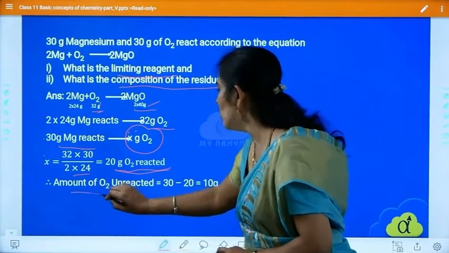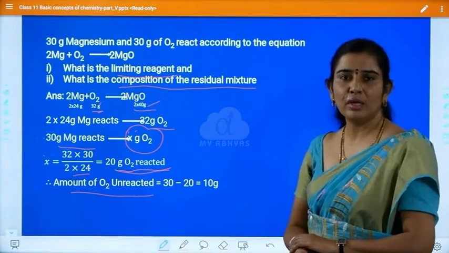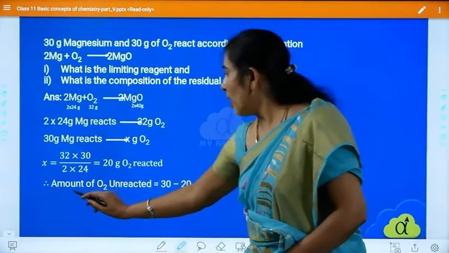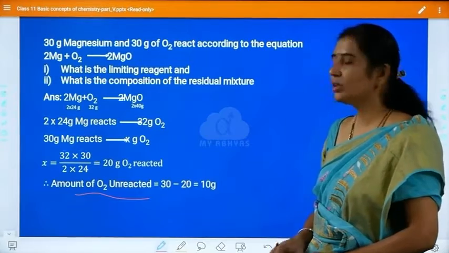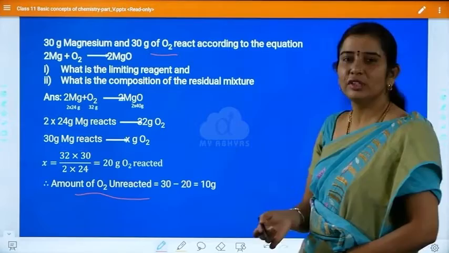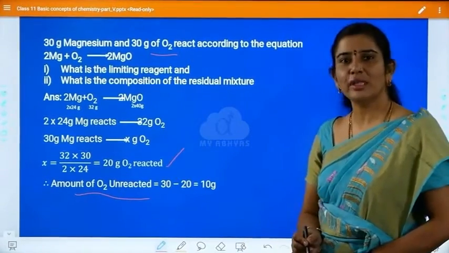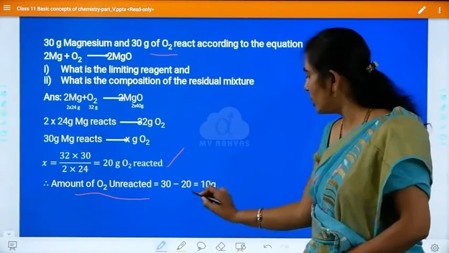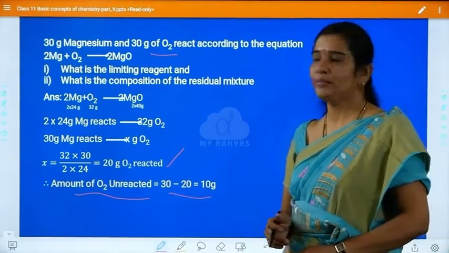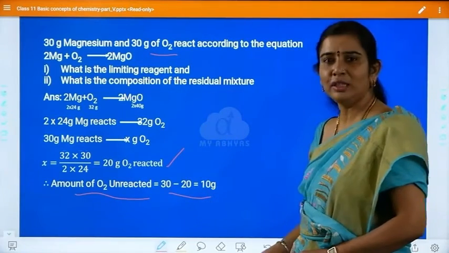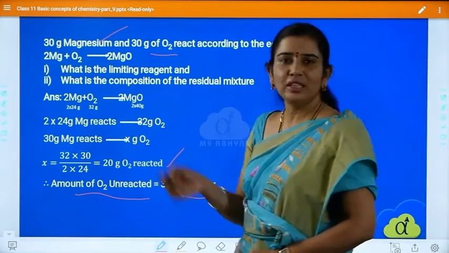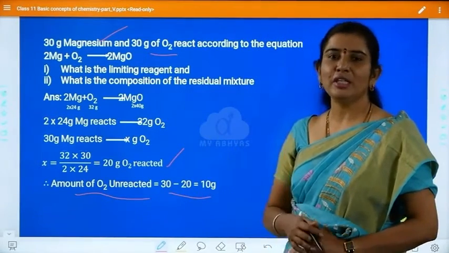So here, the amount of oxygen that remains unreacted. How much is the amount of unreacted oxygen? Subtract this 20 from 30, because 30 gram of oxygen was taken and 20 grams reacted. Obviously how much will you get? 10 gram. So 10 gram of oxygen remains unreacted. Like this you can calculate unreacted oxygen. So when oxygen is unreacted, which is the limiting agent? Yes, magnesium is the limiting agent.